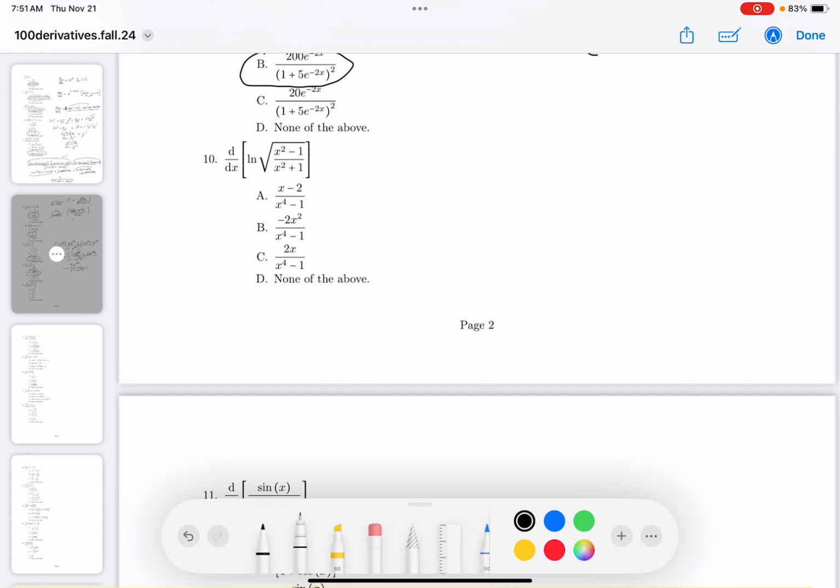Okay, so I would do the log first. So I'm going to say y equals, and it's the log. It's the natural log, by the way. And there's a half power over there, so it's 1/2. And then it's going to be a quotient. I'm using what I learned from Math 119.